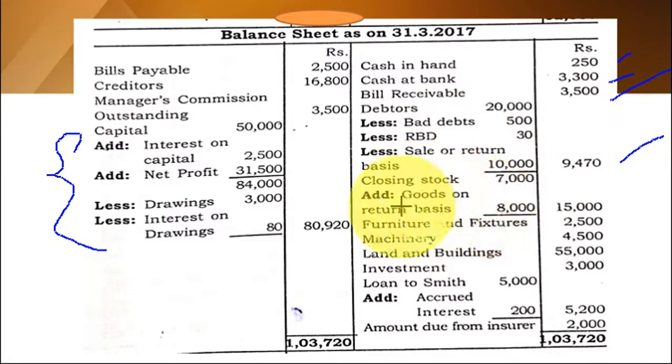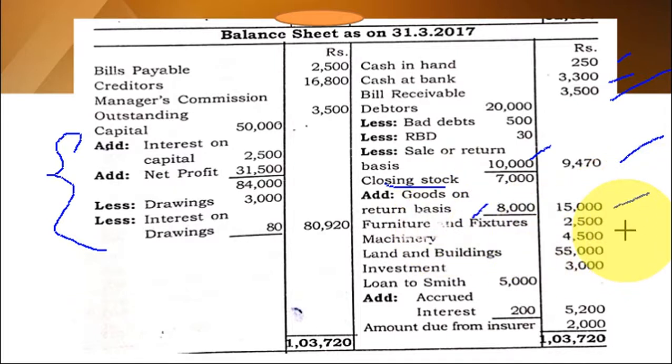Here what happens? Goods on return basis. So the goods we are adding, no? In the trading account we have added 8,000, so it will appear in the closing stock. These goods go directly to our godown. So closing stock 7,000, add goods on return basis 8,000. Remember this 10,000 appeared both in the trading account and balance sheet; we have deducted it from sales and we are deducting it from debtors, 10,000. Here 8,000 we are adding to the closing stock in the trading account as well as the closing stock in the balance sheet. Clear?